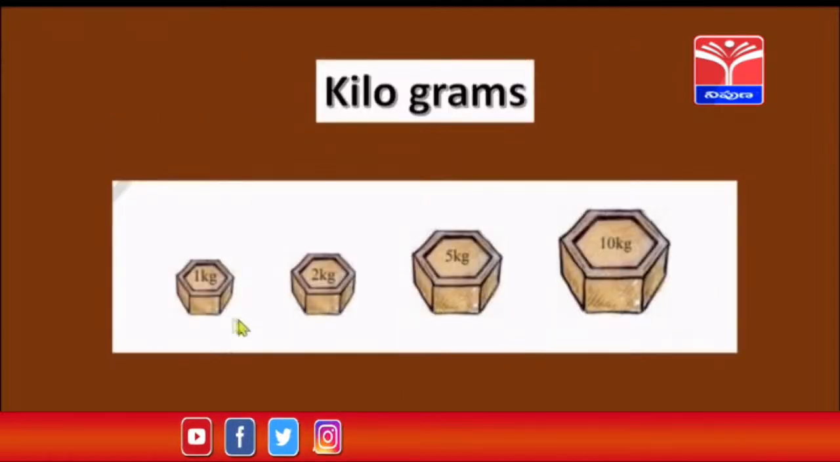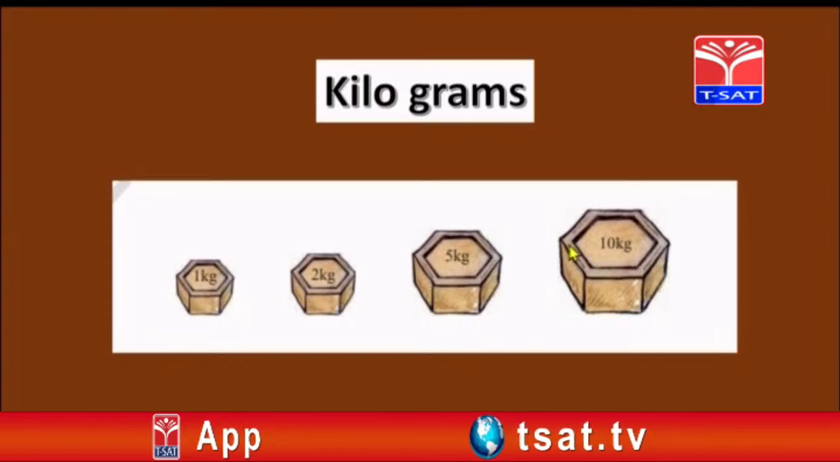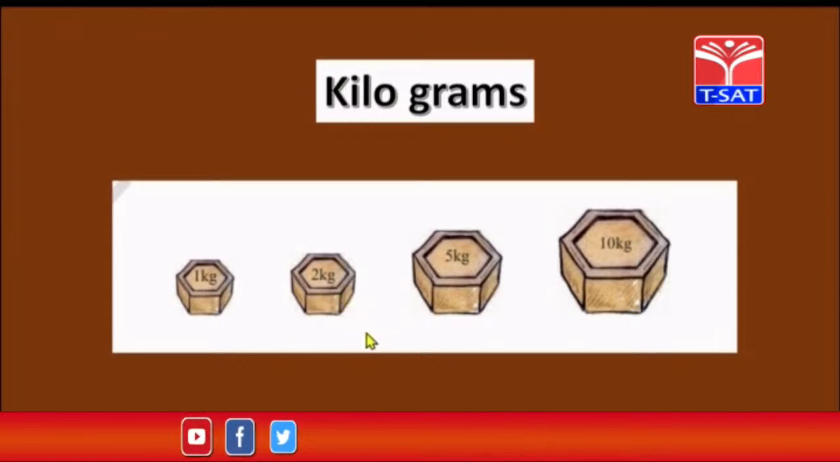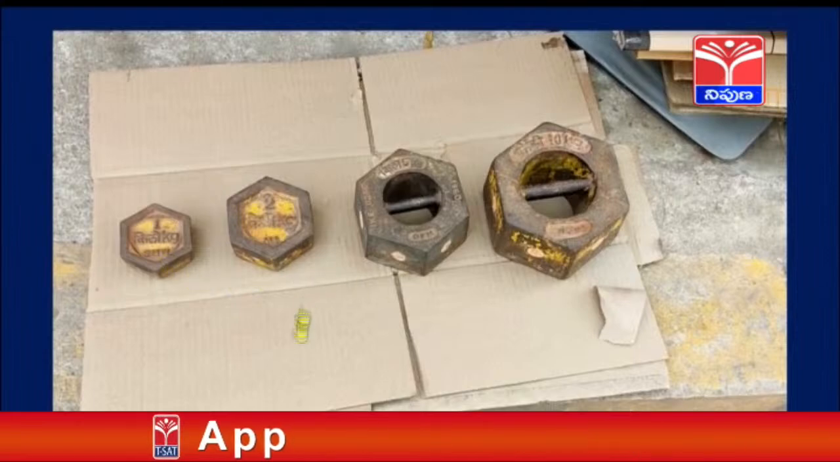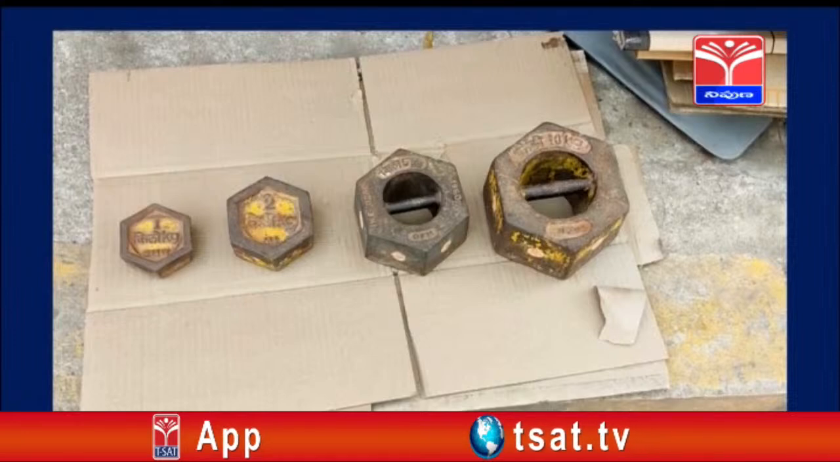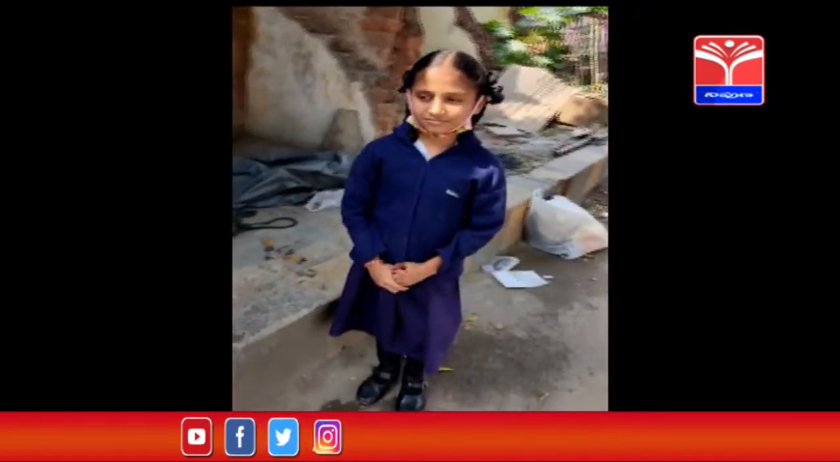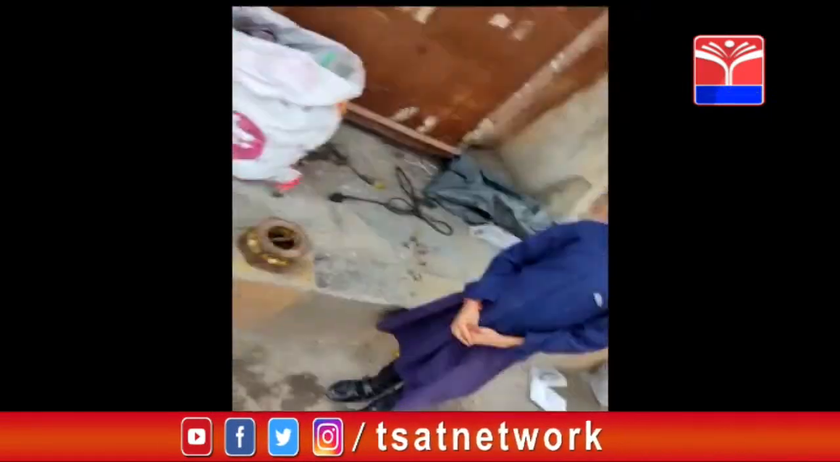Children, these are the weights of different sizes. 1 kilogram, 2 kilogram, 5 kilogram and 10 kilograms. These weights will be used to measure items of various weights. You see these weights in kirana shops and also in vegetable shops. Children, look at these weights. Now, let us see Nandini, a 4th class girl. She is going to hold them and feel their weights. She wants to check the weight of these weights. Let us see.